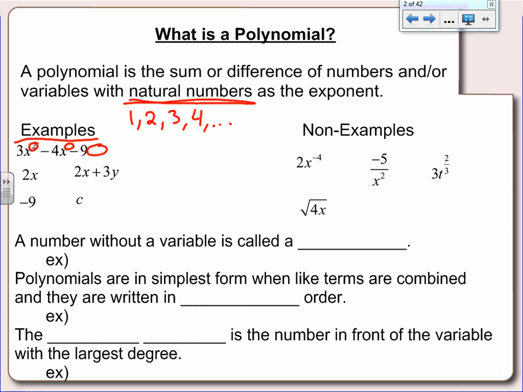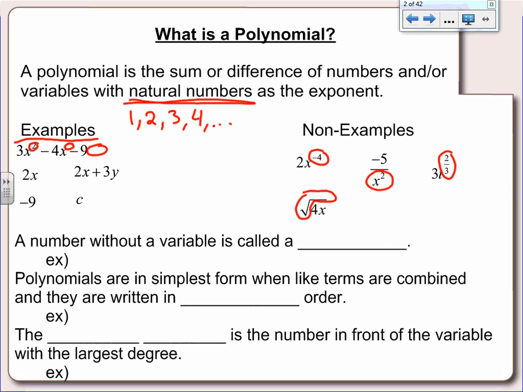On the right-hand side, you'll see examples of non-polynomials, where there are exponents that are negative, exponents that are fractions, and square roots. Remember, square roots are the same thing as fractional exponents. And you'll notice there's one more here where you have x squared. You might be thinking that's a natural number, but it's not a polynomial because there's a variable on the bottom. So no variables on the bottom is also necessary, because a letter on the bottom doesn't count.